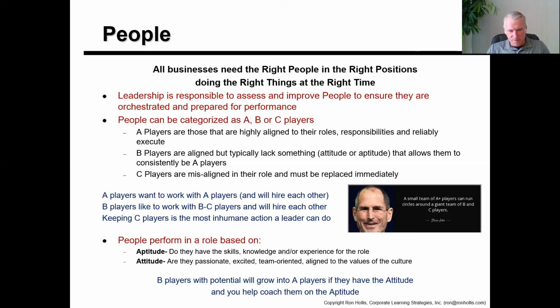Well, the attitude piece, you can't fix. You can't help. They have to help. But attitude is, are they passionate? Are they excited? Are they team-oriented? Are they aligned to the values of your culture, what you want? Are these the people that you want to spend your life with in the trenches working? That's the attitude piece. And you want to assess attitude and aptitude. I typically hire for attitude, train for aptitude, as long as that gap isn't too much. B players with potential will grow into A players if they have that attitude, and then you help them with the aptitude part. It's very powerful in hiring and assessing. So, summarizing this slide, the most important slide: A, B, C players, get rid of C's, and then attitude and aptitude.